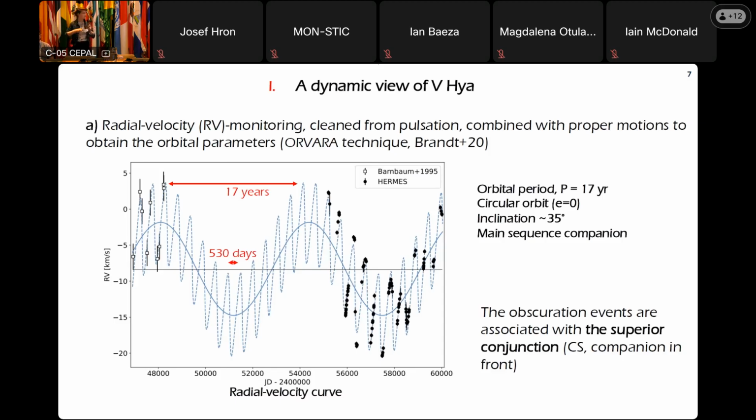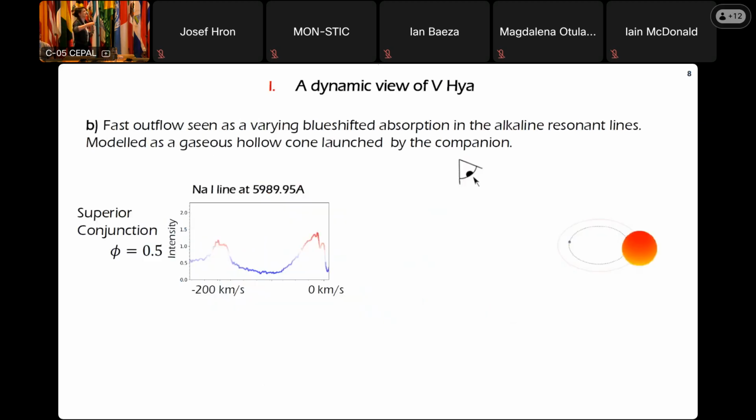What is really nice to see also is that the obscuration event that we see on the light curve corresponds to what I call the superior conjunction, so when the companion is in front of the AGB star. So this is this configuration. You are here, you are looking at the companion, and here you have the AGB star.